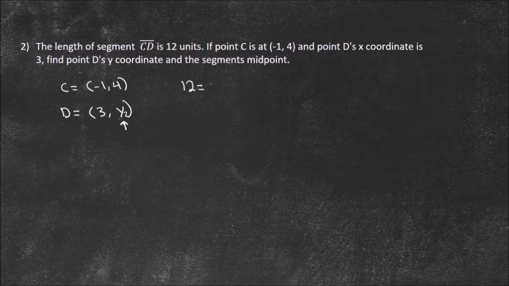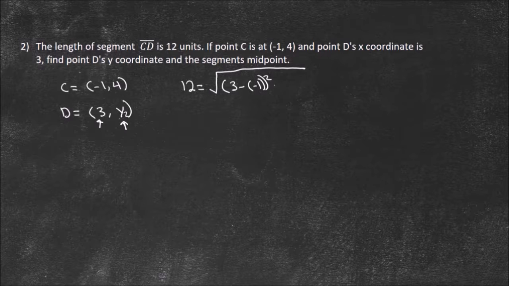So 12 equals the distance formula, which is the square root of x2 minus x1. Well, x2 is going to be this, so 3 minus x1, which is -1, squared, plus y2, which we don't know yet, minus 4, y1, squared. Okay, so now I'm going to simplify as much as I can.